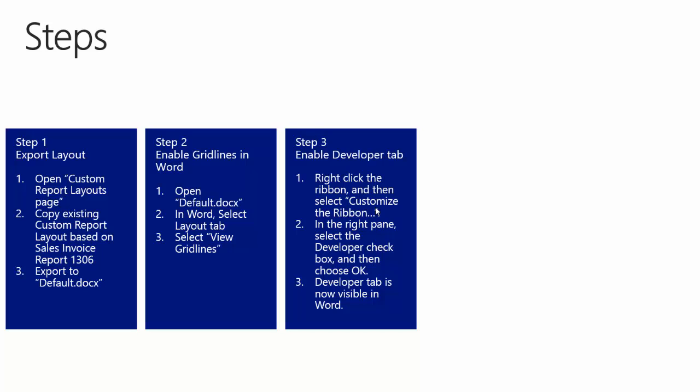Step number 3, enable the Developer tab. To enable the Developer tab, we need to right-click the ribbon in Word, and then we need to select Customize the Ribbon. In the right pane, we will select the Developer checkbox and then choose OK. The Developer tab is now visible in Word, and we can use this to get to the XML mapping pane.